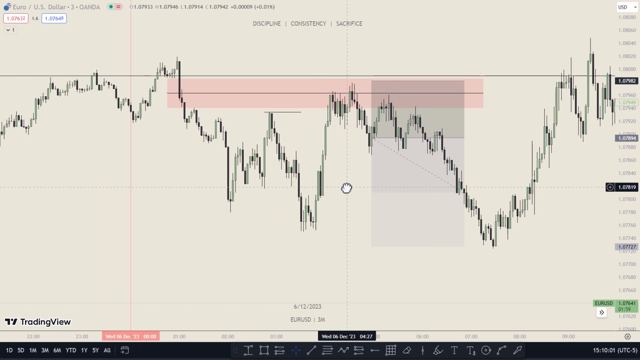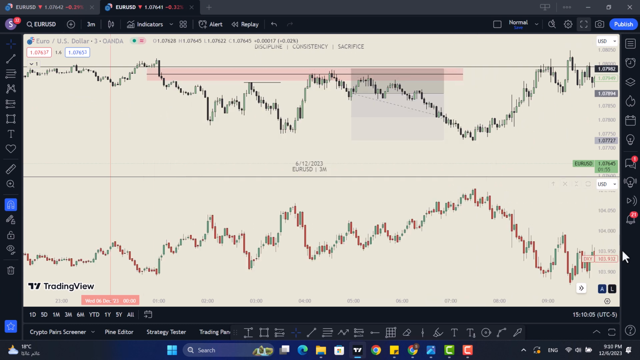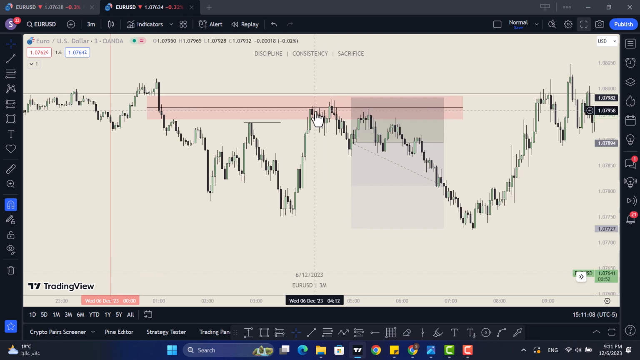And we also have an SMT divergence here, right? So between the Dixie, if we compare this short-term high right here, the short-term low, we can see that this expansion right here took this high right here, right? But the expansion to the downside on Dixie couldn't make that new low, right? So we have an SMT divergence, a great confluence when entering trades.